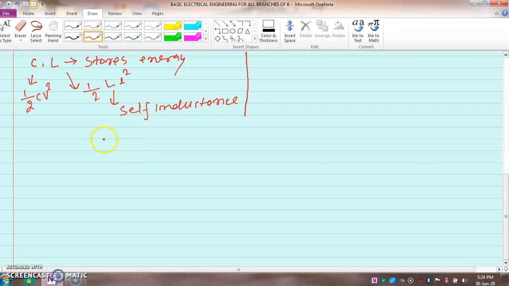So if current becomes 0, in the case of energy for inductor half L I square, if I is reduced, energy will reduce very fast. If I becomes 0, energy also becomes 0. So these three elements we have studied, and now we will study how to utilize these relations.